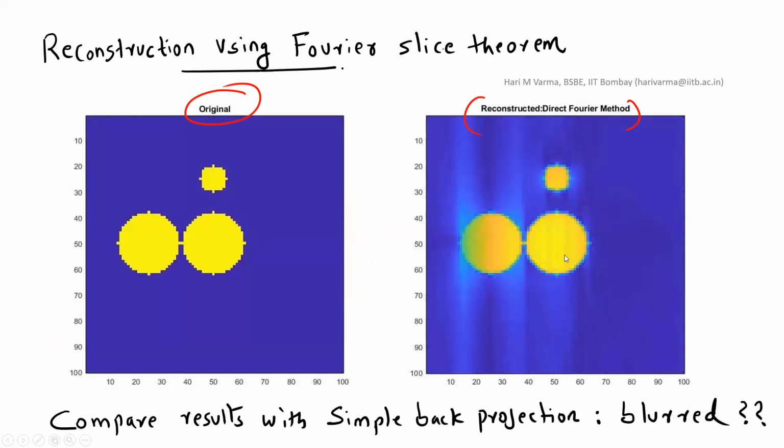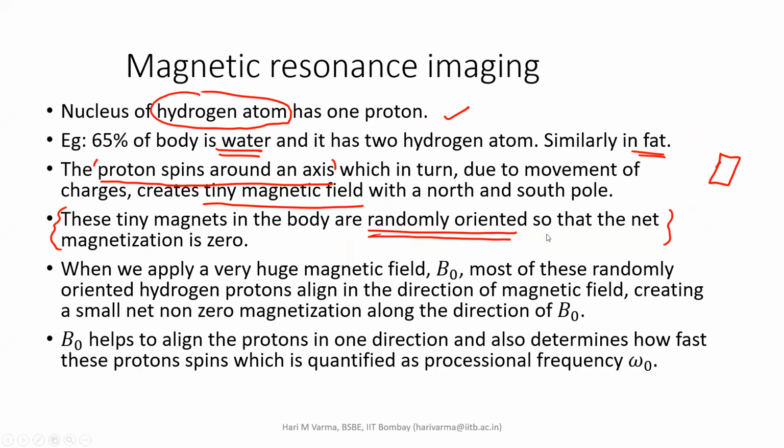Those images are shown here. These are very simple reconstructions, and you can see the blurring is removed to a certain extent. Of course, there are artifacts associated with Fourier transforms, numerical errors, but otherwise it's more or less a good one. Now we are going to look at the application of Fourier transforms in magnetic resonance imaging.